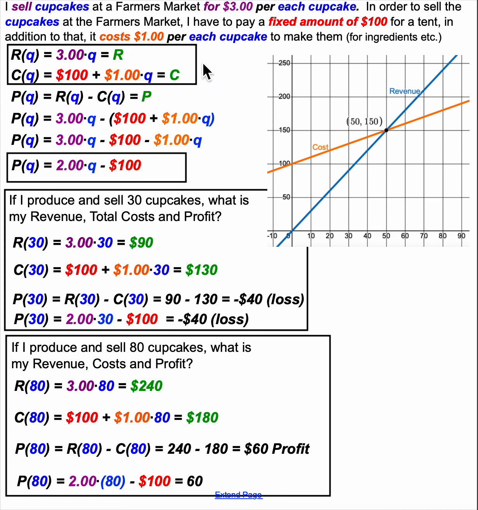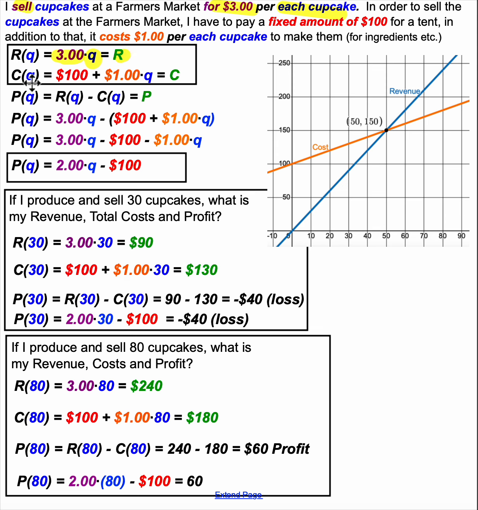In this video, I'm going to do an example of evaluating our business functions. So this is picking up from the prior problem. We have our cupcakes that we're selling at a farmer's market for $3 per each cupcake. That's our revenue, $3 times the quantity of cupcakes is equal to revenue.